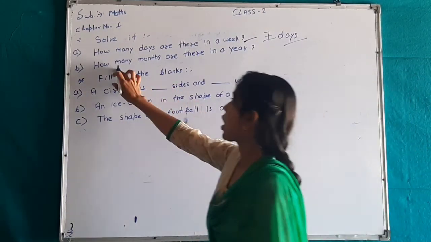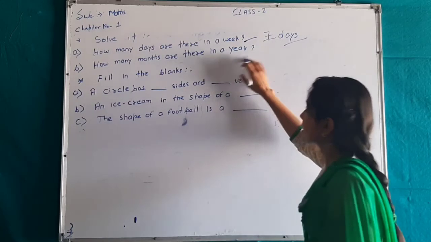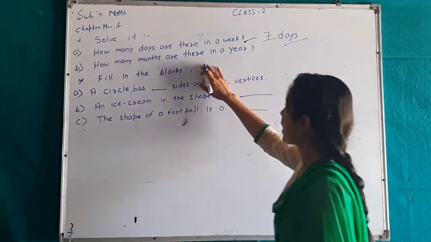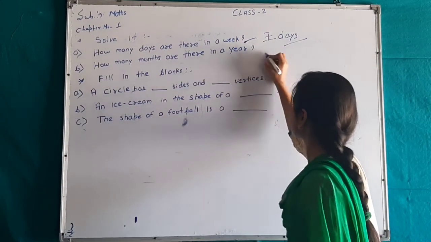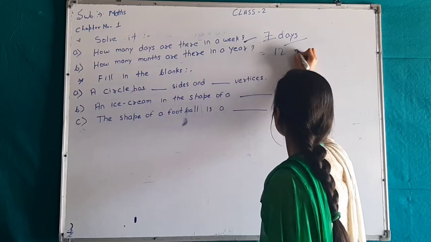And your next question, how many months are there in a year? We all know that there are 12 months in a year. Our answer is 12 months.